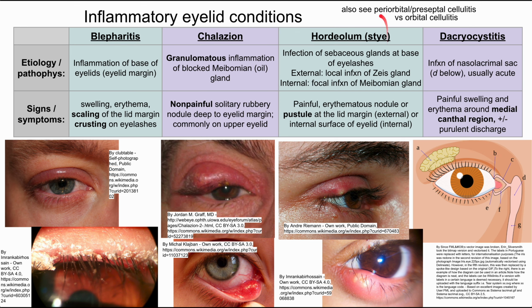Also, notable mentions that are essentially inflammatory eyelid conditions are periorbital or preseptal cellulitis and orbital cellulitis. These are cellulitises that affect the eyelid, but also the area around the eyelid and potentially deeper to the eyelid into the orbital space. I'm not including those on this list. I hope this was helpful.